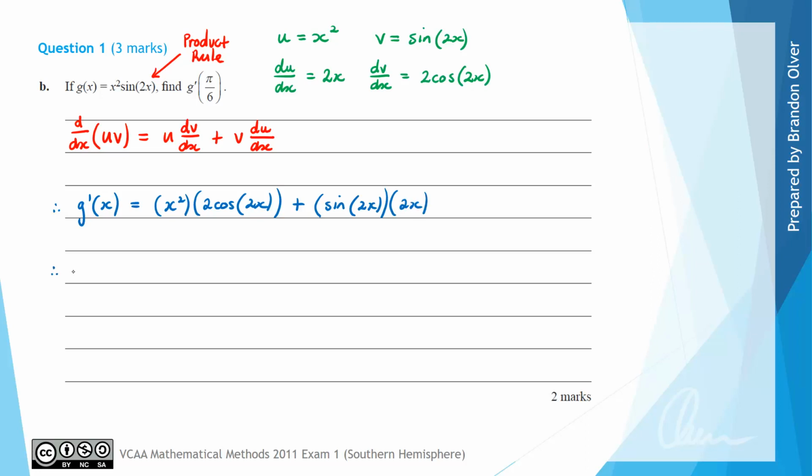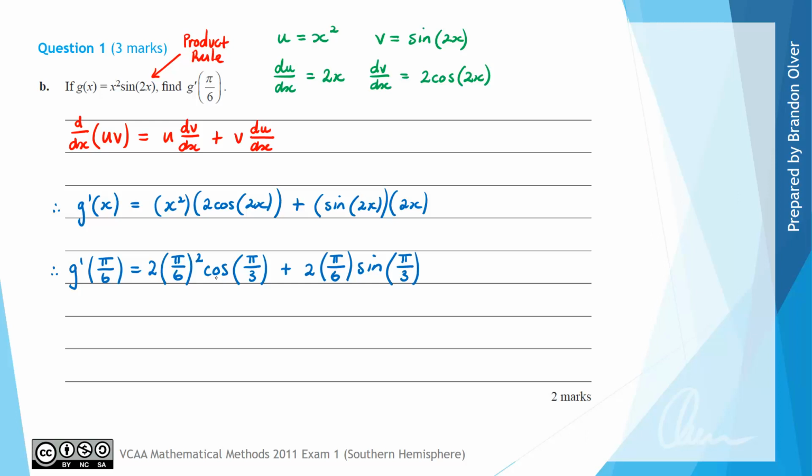Now we need to substitute x is pi on 6 into the derivative, so that is going to equal pi on 6 squared, and then the 2 I'm just going to write at the front, and then we're going to have cos of 2 lots of pi on 6, which is pi on 3. Then we're going to add on to that, the 2x will be 2 lots of pi on 6, and then we're still going to have sine of 2 lots of pi on 6, which is pi on 3.